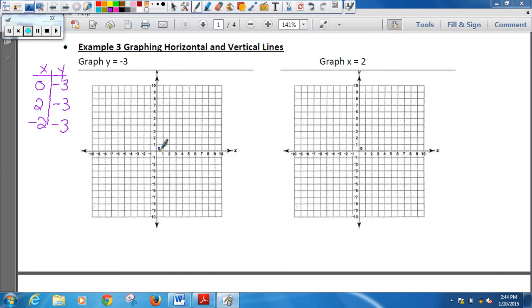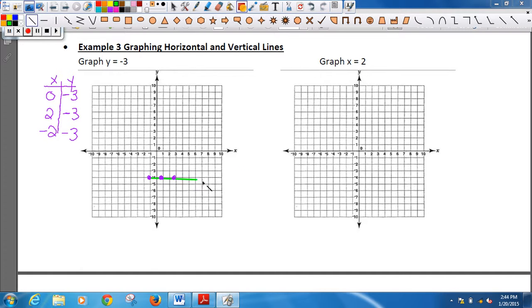So then I graph my points: 0, -3; 2, -3; -2, -3. We can connect our points here to create our line.